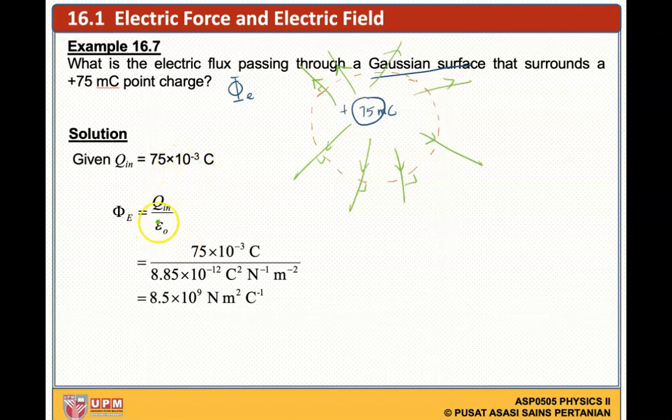Given Q in as 75 times 10 to the minus 3 coulomb, my electric flux can be calculated using this equation. Epsilon naught is given as 8.85 times 10 to the minus 12 coulomb squared over Newton over meter squared. So C is cancelled out with C. This guy goes up here, this guy goes up here. So I'm left with Newton meter squared over coulomb.